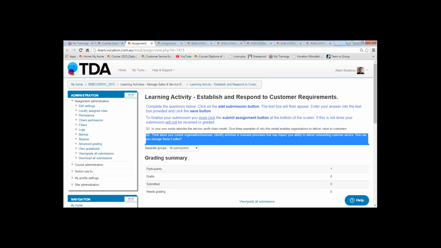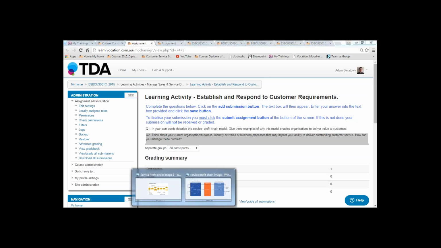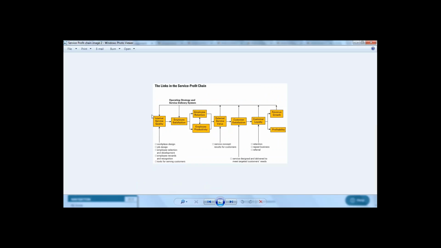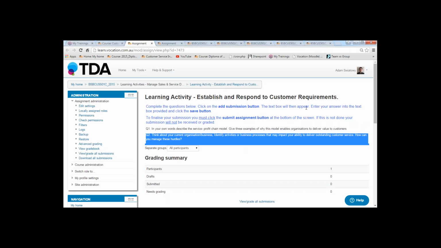So one thing that comes to mind in terms of business processes and the ability to deliver outstanding customer service, I'm thinking more internally, perhaps things like resources. Resources can have a big effect on your ability to deliver customer service, and by resources I could mean even the human resource. You're going back now to the service profit chain, which says get this internal stuff right. So workplace design, job design, all of the tools and resources for our staff, that's going to create happy staff. That's exactly where you're going.